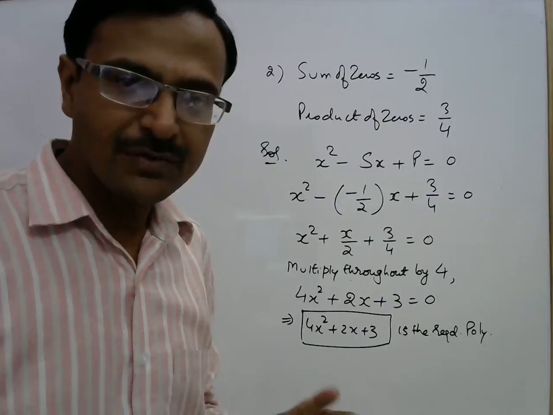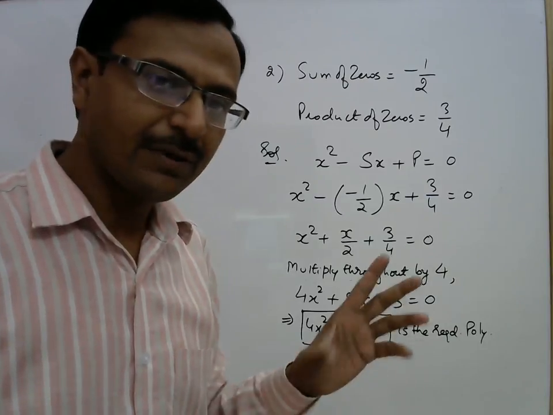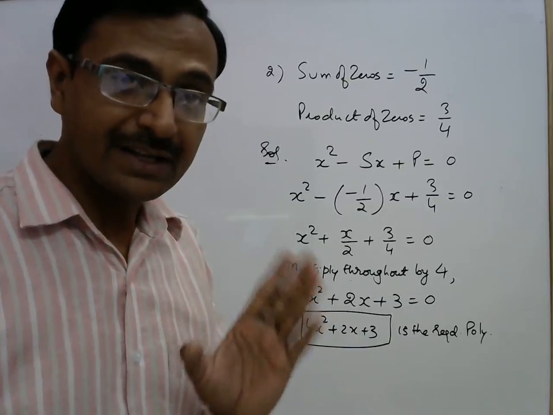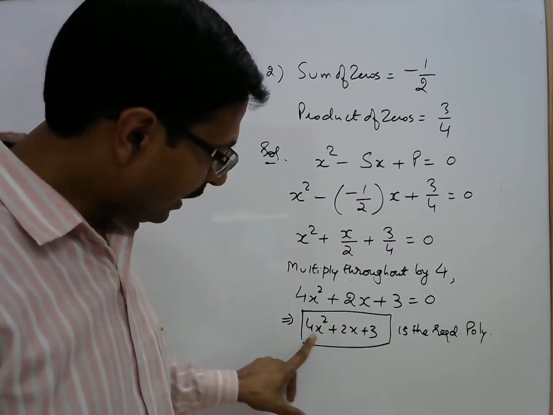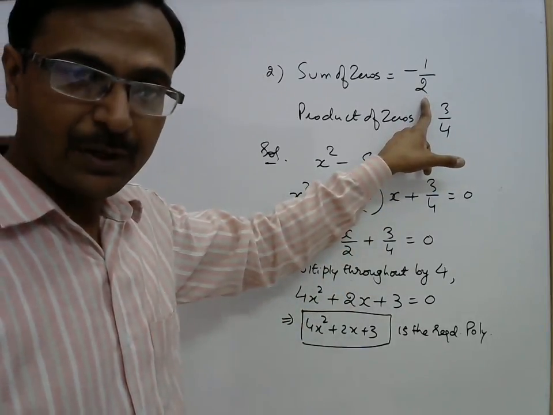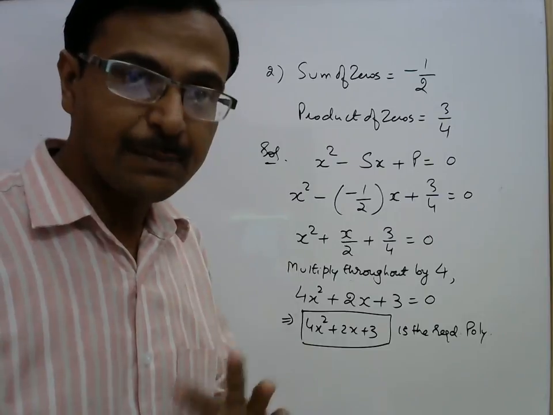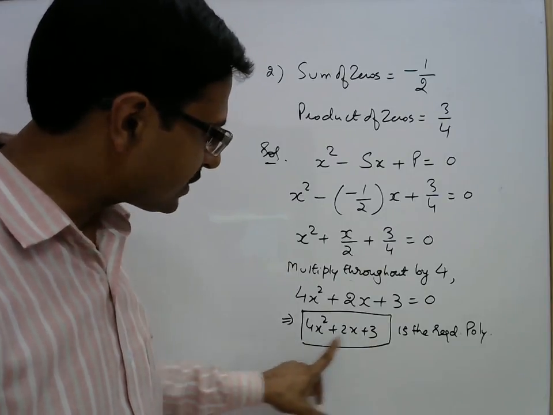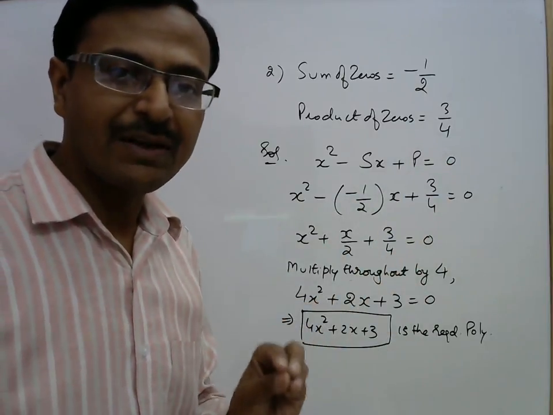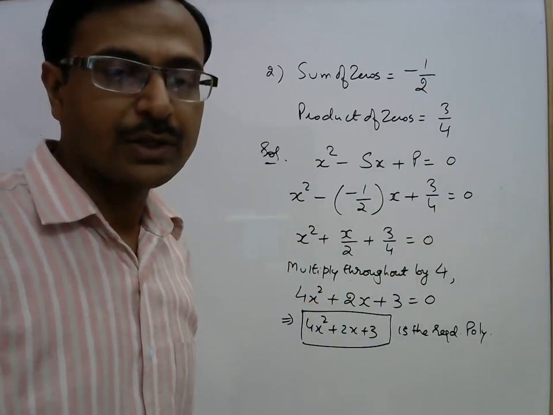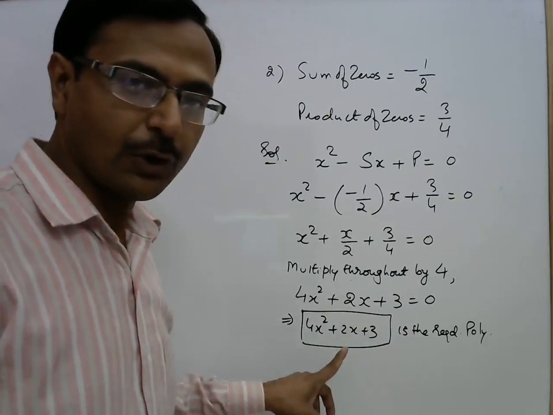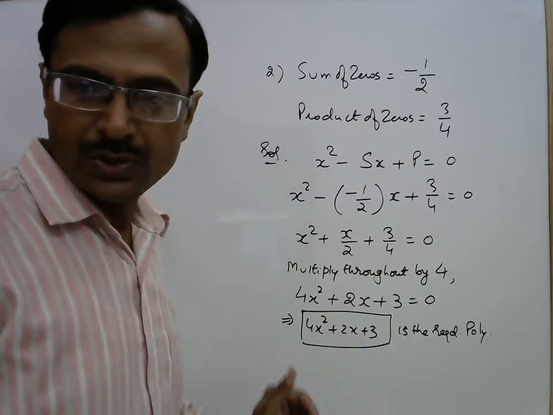And if you know the relationship between zeros and the coefficients of the polynomial, we have done it in the earlier video. Sum of zeros should be equal to minus b upon a. So minus b upon a, minus 2 upon 4, minus 1 by 2, and product of zeros c upon a. So c upon a, 3 upon 4. So this is a simple verification which you can do if you know the relationship between zeros and the coefficients of the quadratic polynomial. I hope this question is clear.